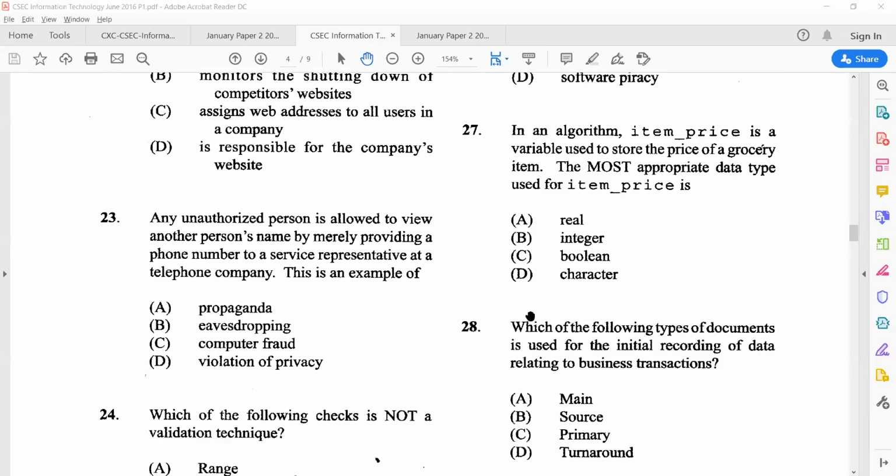Okay, 27. In an algorithm, item price is a variable used to store the price of a grocery item. The most appropriate data type is what?